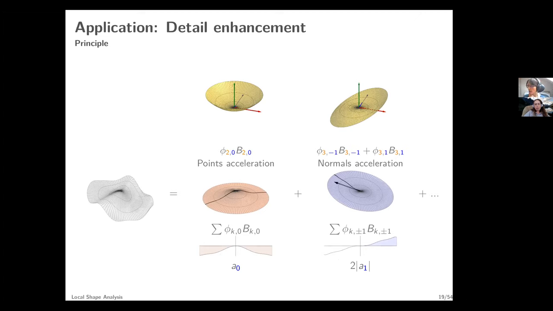The first one is detail enhancement, and we are considering two ways of amplifying, of modifying the details. The first one is to modify directly the point positions. And the second one is to just amplify the normals. So the first one will try to amplify the curvatures. And the second one is going to try to amplify how fast the normal moves on the surface. And to do so, we will use only A0 and A1.